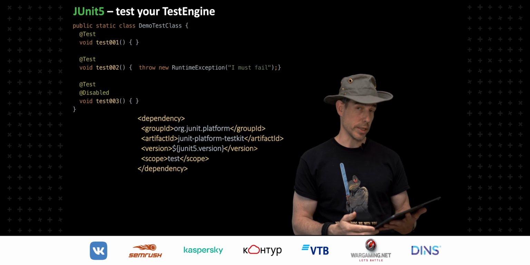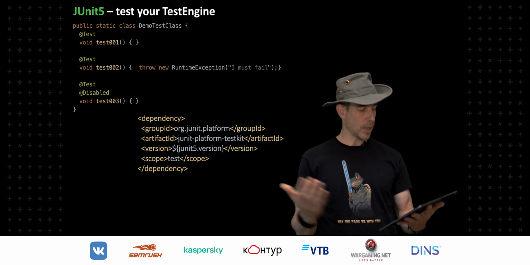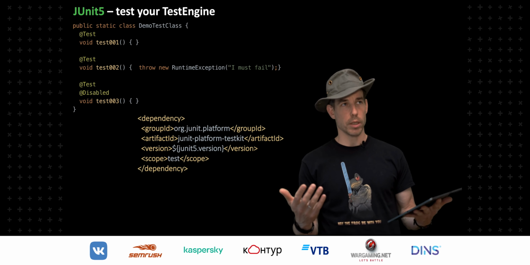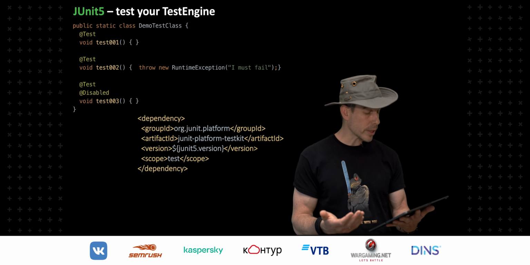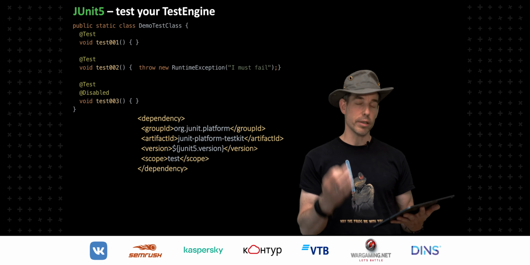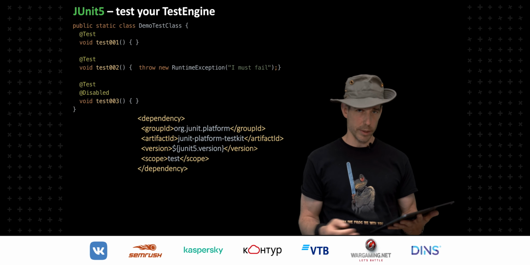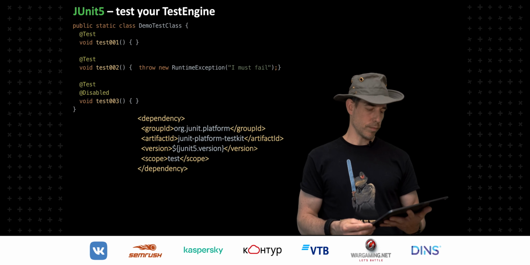For example, I'm creating a demo test class, and here I have 3 tests. One test is just doing nothing, and with this doing nothing means implicitly it is a positive test. The next one, test 2, is just throwing an exception, explicitly a runtime exception with a dedicated message. And the last one is a disabled test.